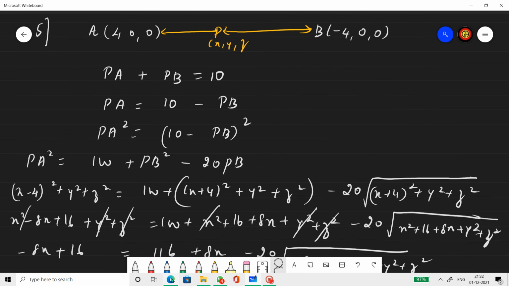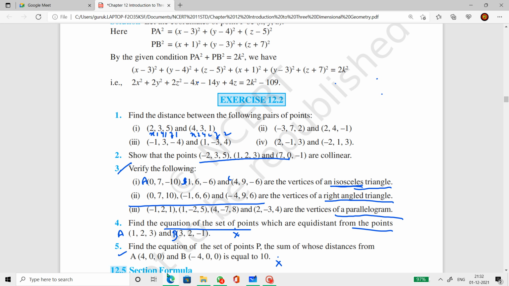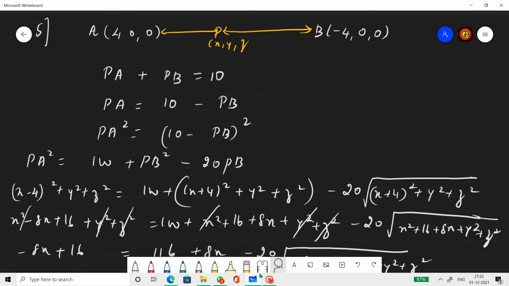Let's see the question first. Find the equation of the set of points whose sum of distances from these 2 points is 10 units. So as per the question, there is point A and point B, but P is such that PA plus PB equals 10 units.